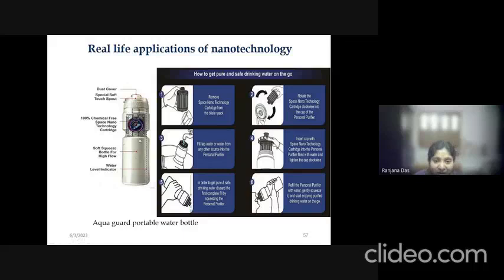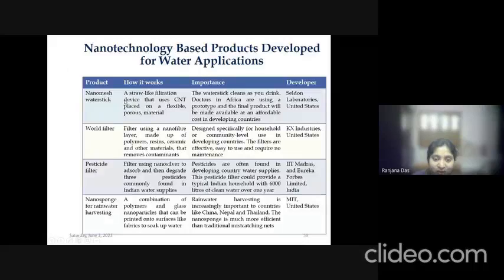The silver nanoparticle is there with some of the metal oxides. This cartridge system they have designed, that is the water bottle you can carry everywhere. The cartridge you have to just put, and potable water you can convert to drinking water. So you don't have to always buy the water bottles, that is the mineral water bottle. The bottle is in your hand always. So in this way we can also reduce the use of plastic bottles. So this is also the real life application of nanotechnology.